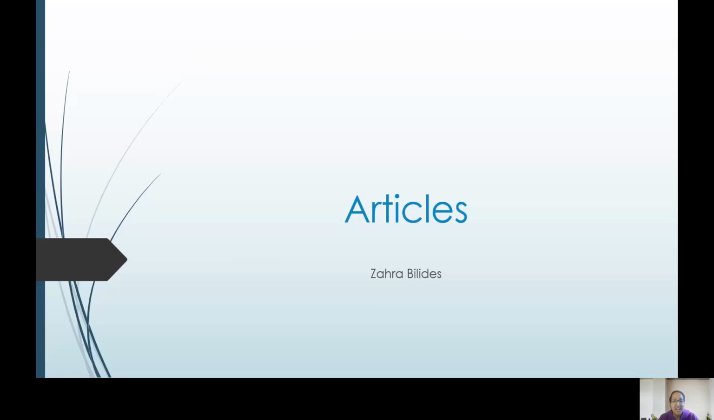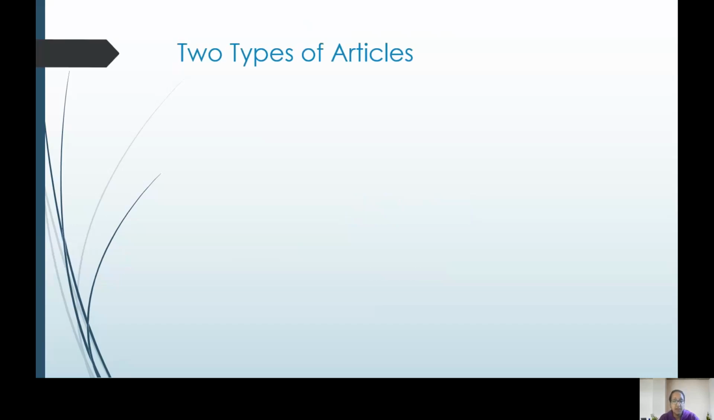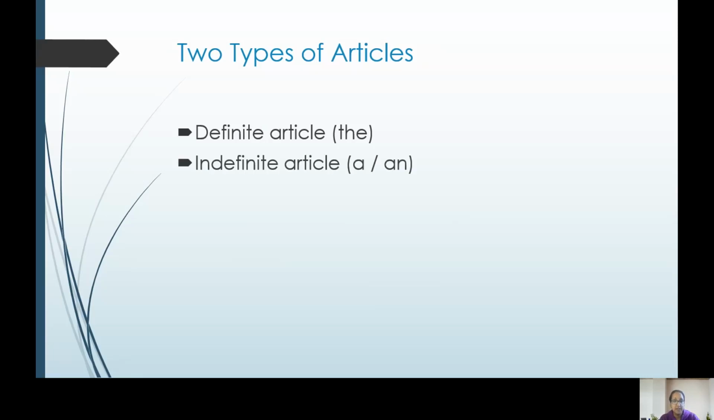Hello, today we're going to talk about articles. There are two types of articles. We have the definite article, which is "the". We have the indefinite article, which is "a" or "an". We use the definite article to talk about something specific, whereas the indefinite article is used to talk about one thing out of many possible ones.